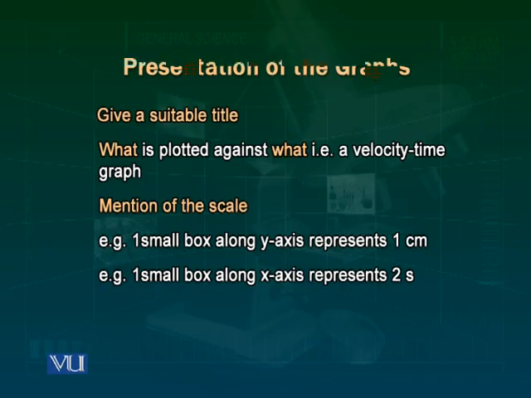Then I have to represent on the graph what physical quantities I am indicating. If it's velocity, I will say the physical quantity is velocity and the units are meters per second. And the time, of course, the physical quantity is time, small t, and the units are, of course, seconds. Then, of course, I have to plot the points.